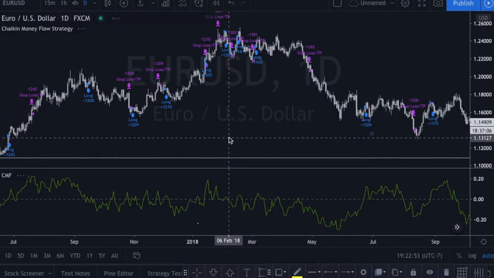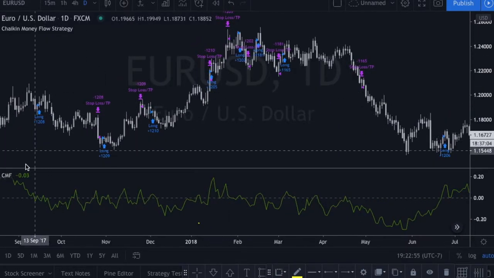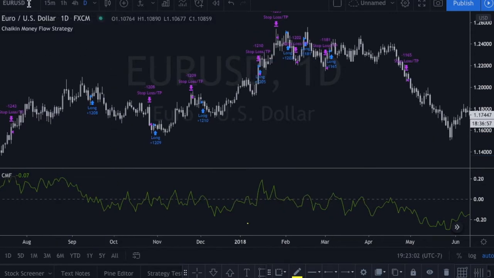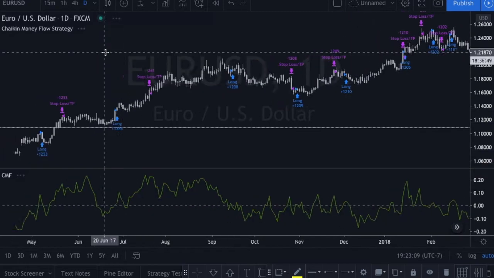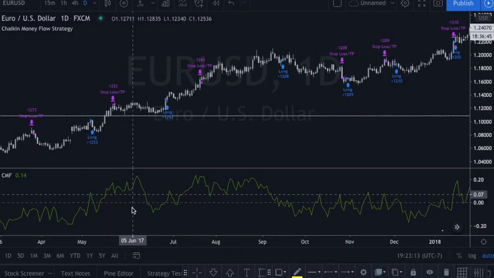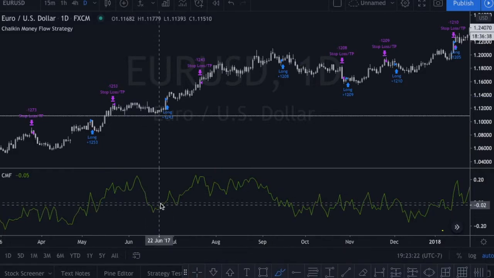In today's video, this is the last video of the Chaikin Money Flow Indicator, and this time I'm testing the daily chart for the Forex Euro USD pair. So once again, like I said in my previous videos, the Chaikin Money Flow, this is what it looks like, and we're going to be taking a long position whenever the line crosses above the zero line.